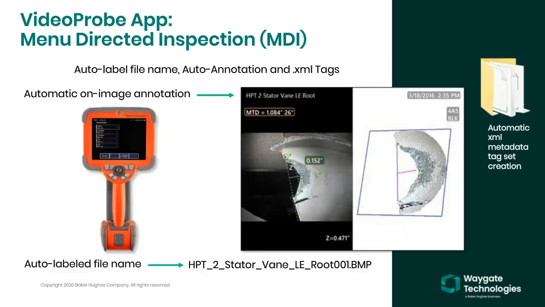This slide shows not only that the MDI has automatically created a smart file name, as is shown below the image as HPT2 stator vane leading edge root, but that it has also automatically put on-image annotation data indicating the location of this image in the asset as well. Also, a set of XML database tags associated with the actual location of the component shown in the picture in the asset are created and stored in a master MDI inspection folder, again associated with this MDI inspection event.